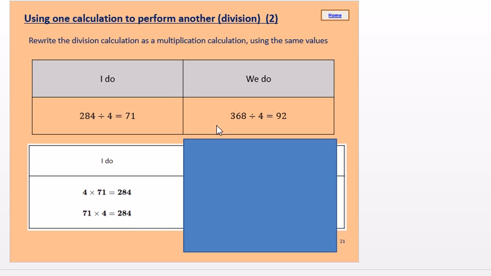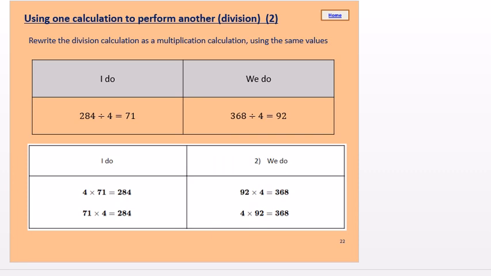Pause the video and try the we do for yourselves. Rewrite it in two ways. So 368 divided by 4 equals 92. So we can rewrite this as 92 times 4 equals 368, or 4 times 92 equals 368. Give yourself a tick in green pen if you got that right, and we'll move on to some questions.